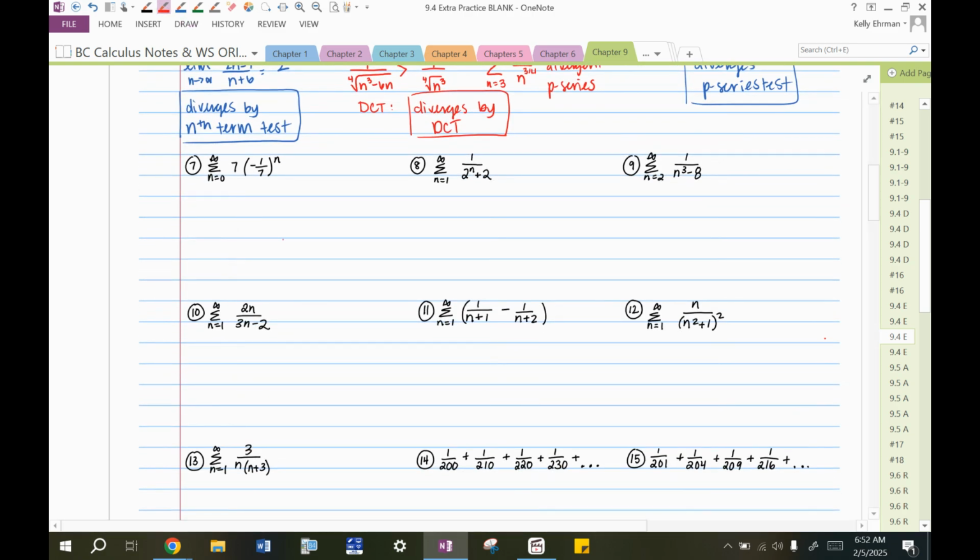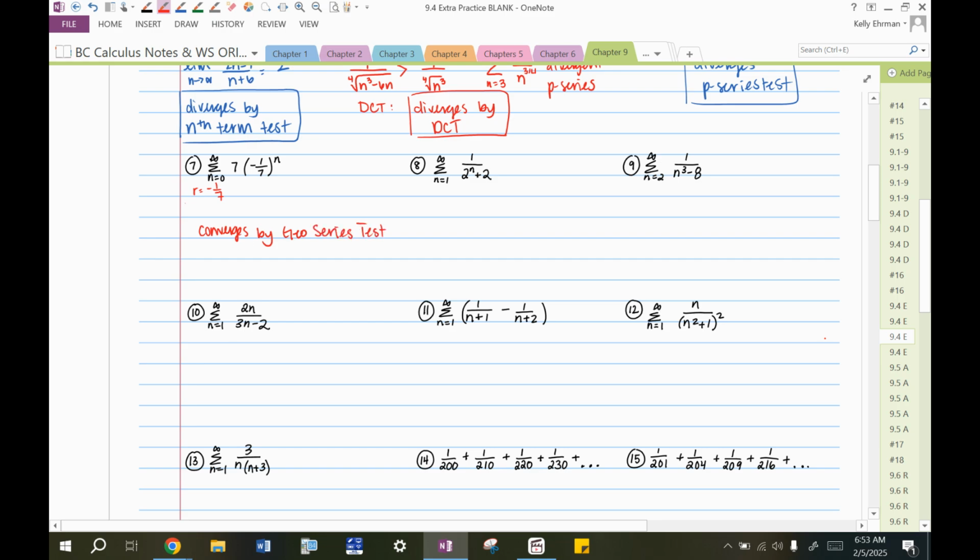All right, number 7. This is geometric, and r is equal to negative 1/7. So the rule is that absolute value of r should be between 0 and 1. So this converges by the geometric series test.